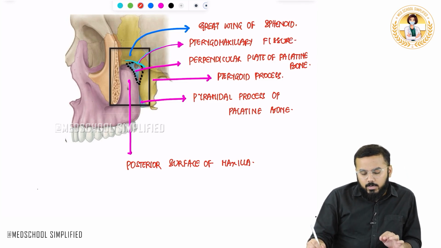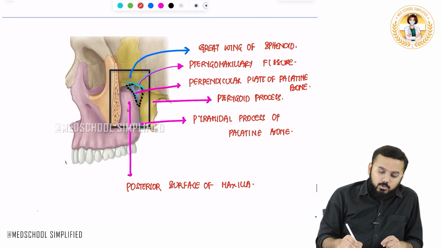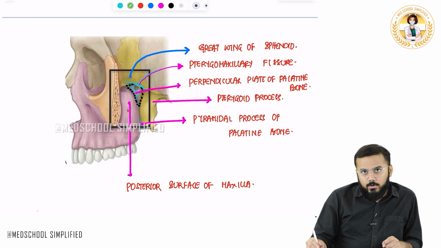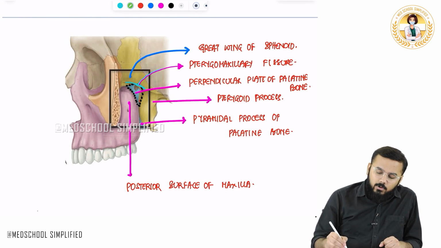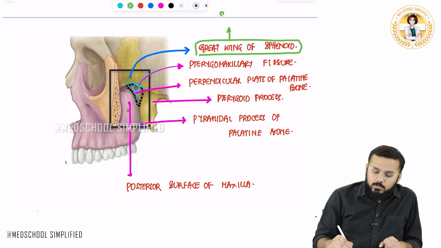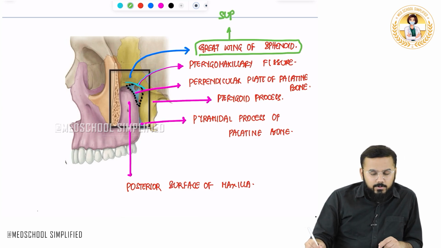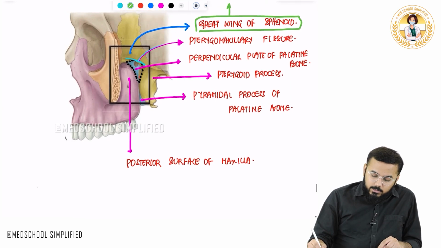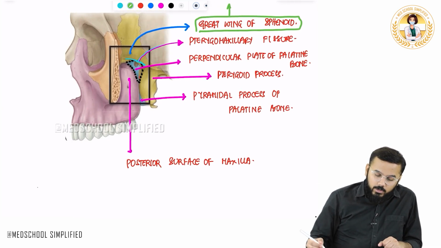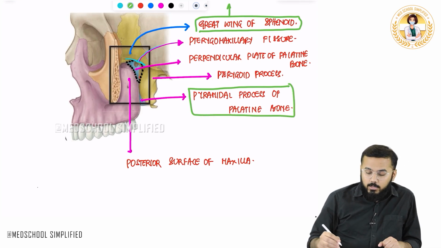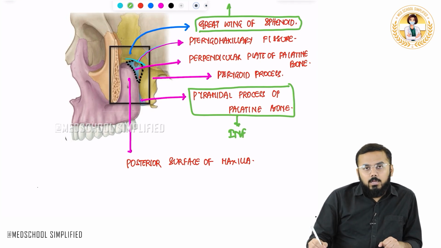Pterygomaxillary fissure. So let us revise all these things. First of all, let us discuss the superior border. The greater wing of sphenoid forms the superior border. Next, inferiorly, you have got the pyramidal process of the palatine bone. So this forms the inferior border.